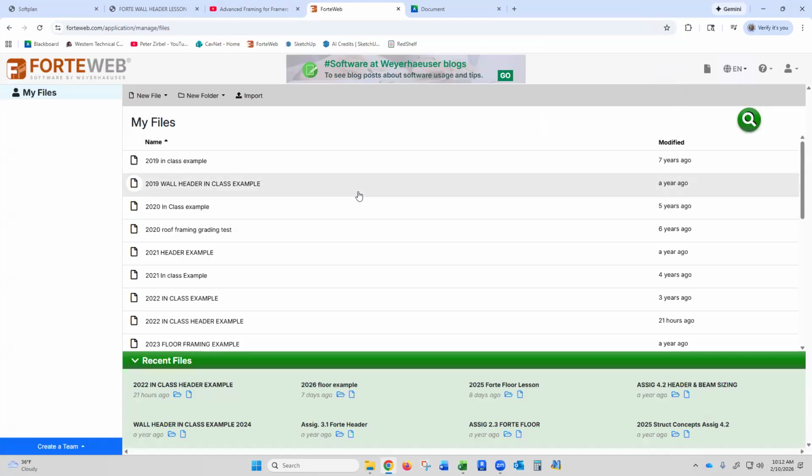Okay, hopefully you all had the Forte Web bookmarked and you remembered your login. So I'm going to give you a couple seconds. We're going to do a new file, and we're going to call it... I'm going to call mine 2026 wall header in class. Maybe I'll call it example just to separate it. And I've got my caps lock on, I'll quickly fix that.